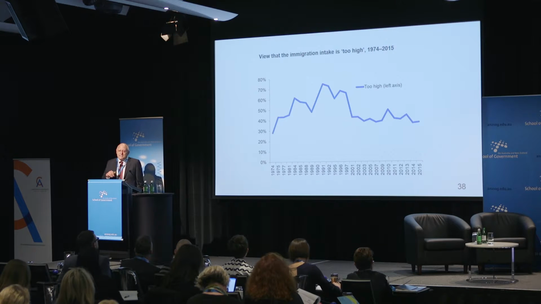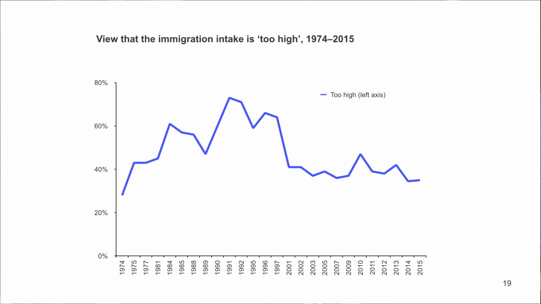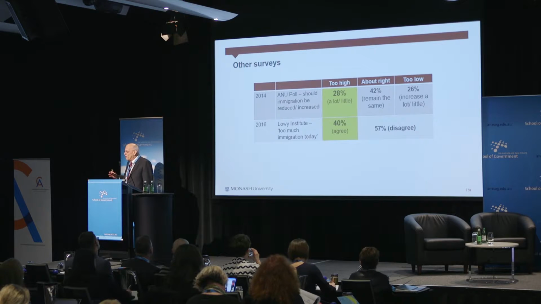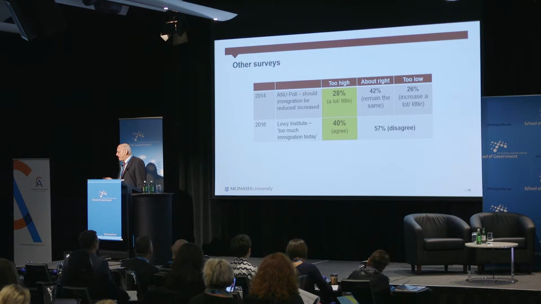And you can see that it's an index. It was a question that produced considerable volatility going back to the 1970s, 80s, in the recession of the early 90s. It's been relatively stable over the last 15 years and hasn't shifted upwards in the last 5 years. And it's not just the Scanlon Foundation surveying somehow getting it wrong, because if we compare a couple of other surveys, the ANU poll or the Lowy Institute poll, which has just come out, they're getting similar numbers or even more favourable numbers.